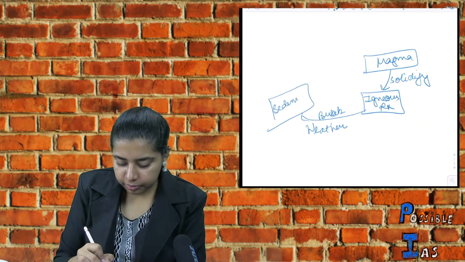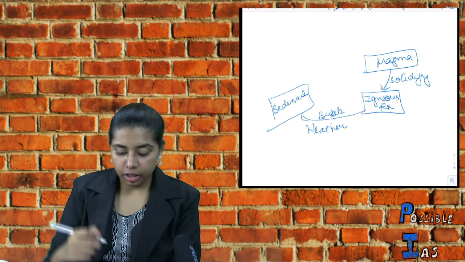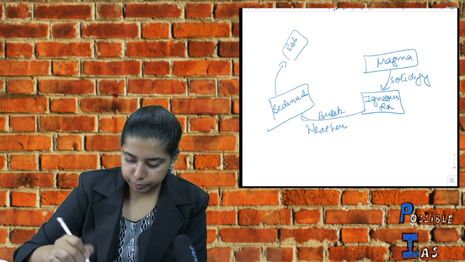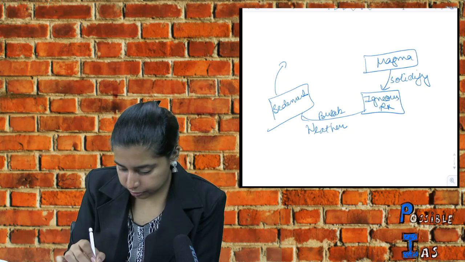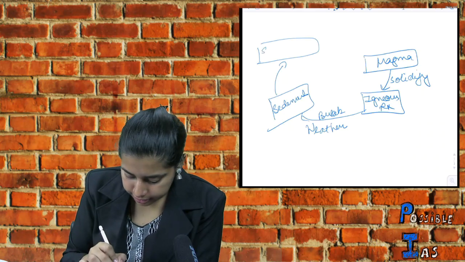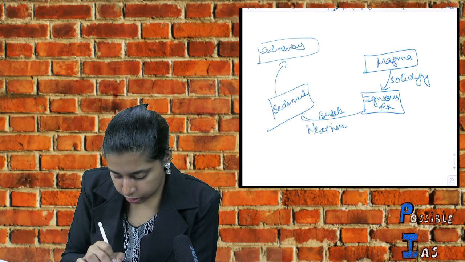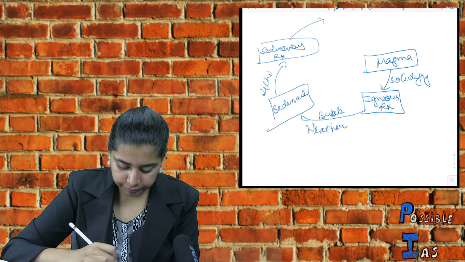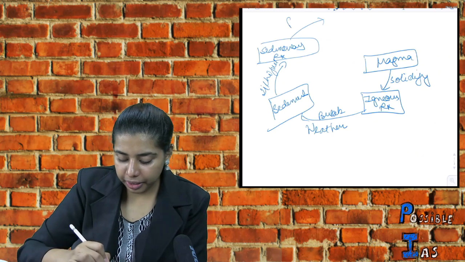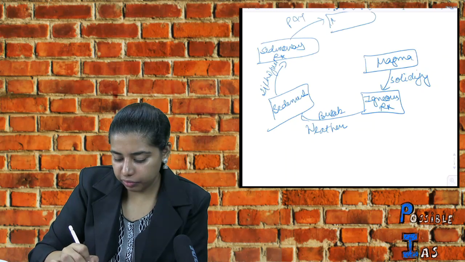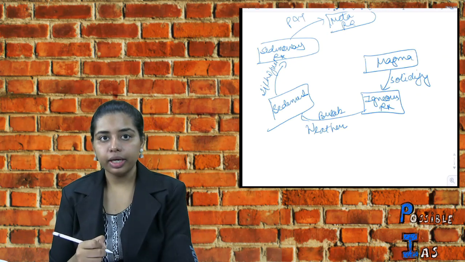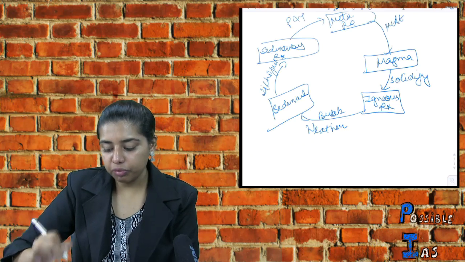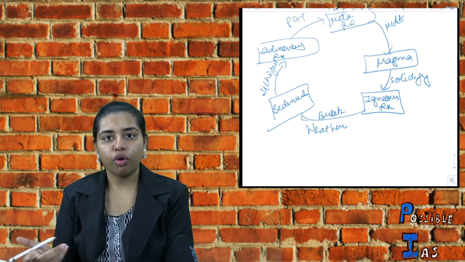They will form sediments. Okay, now these sediments will join to form what? Sedimentary rocks. And now suppose these will be lithified. Now if they undergo pressure and temperature, what type of rocks will they form? They will form metamorphic rocks. Okay, now this metamorphic rock can again melt, and what will it form? Magma. If something melts, it will form magma again.